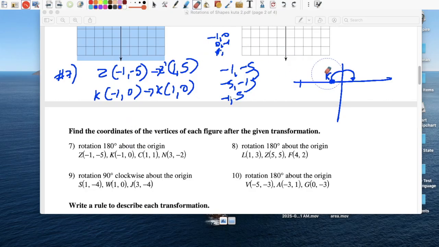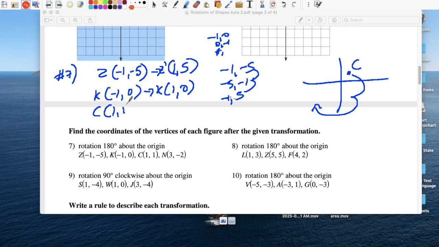C, again. C is (1, 1). (1, 1) is about here. It's going to travel 180. It's going to travel 90 degrees, 1 quadrant over, another 90 degrees. It's going to land in quadrant 3. So C, which is (1, 1), becomes (1, 1), switch again, becomes (1, 1). So C prime is (1, 1), but because it landed in quadrant 3, this is negative, this is negative.